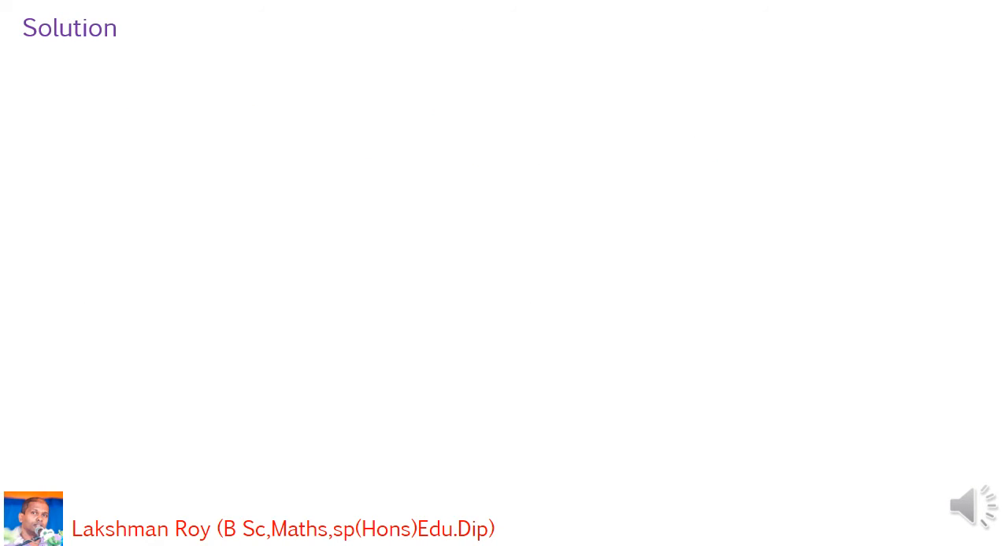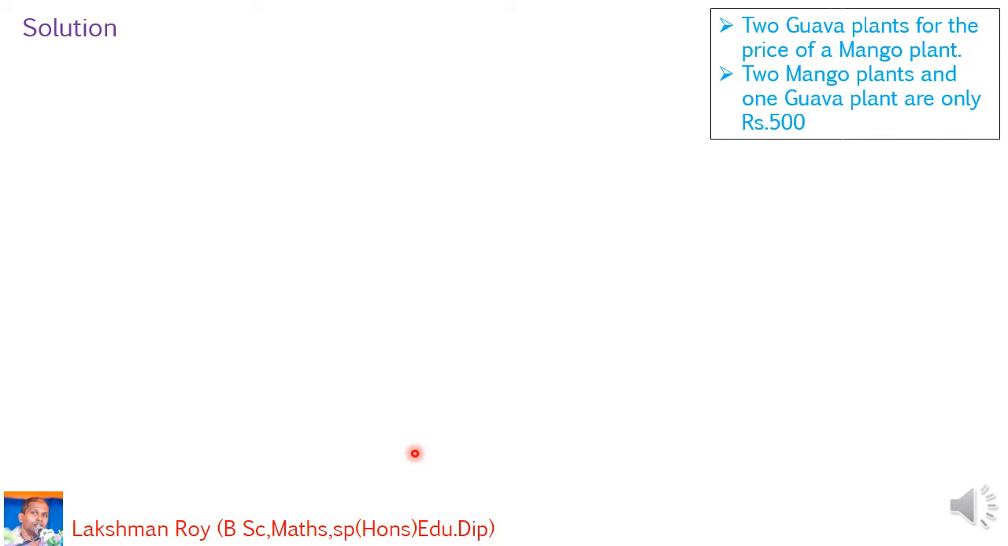Right, students, let's move to the solution of the above question. First of all, I'll display here the data given in the advertisement. You can see here: 2 guava plants for the price of a mango plant, and 2 mango plants and one guava plant are only 500 rupees.